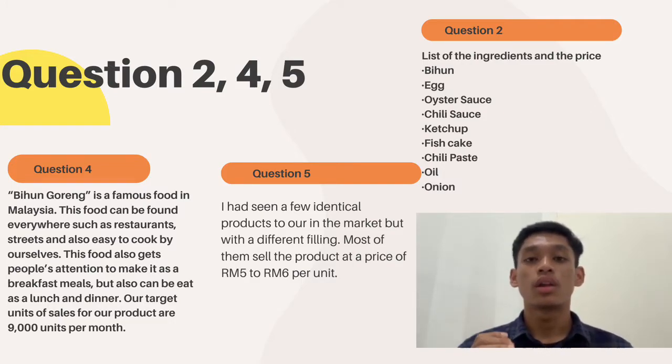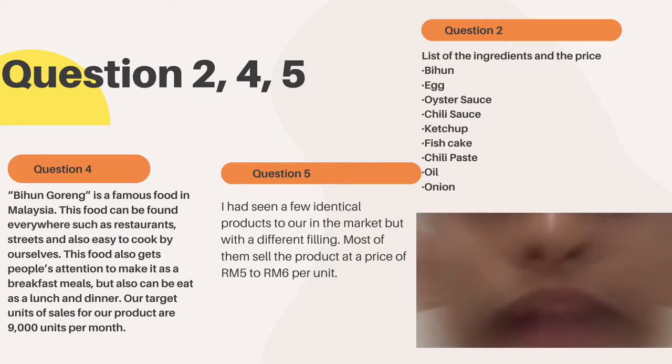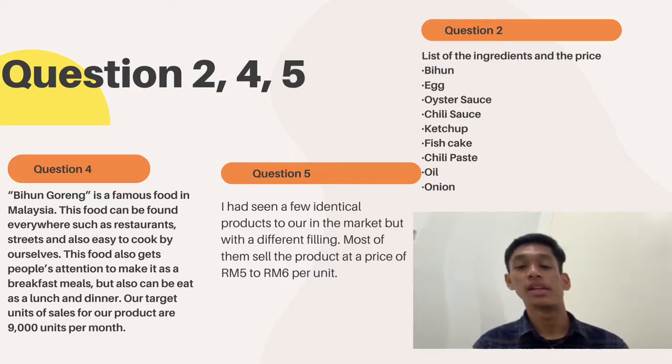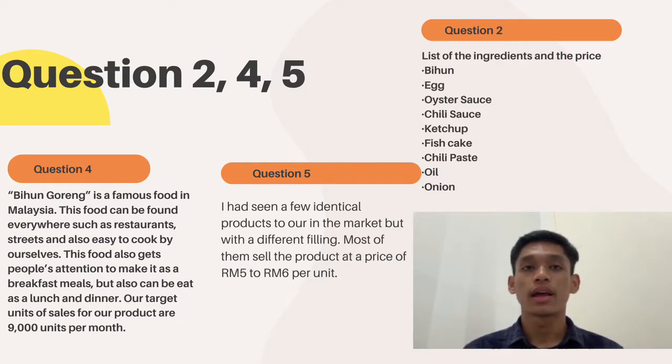Our target unit of sale for our product is 9,000 units per month. After I did research in Kuala Lumpur, I saw a few identical products to ours in the market, but with a different feeling. Most of them sell the product at a price starting from RM5 to RM6 per unit.